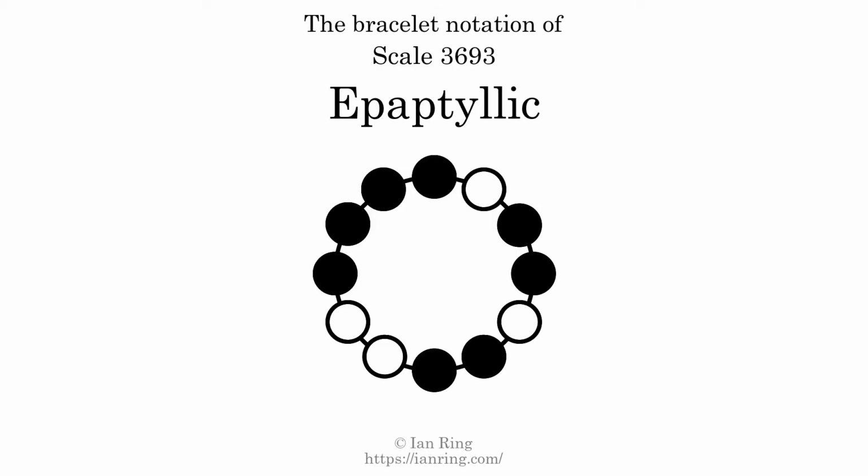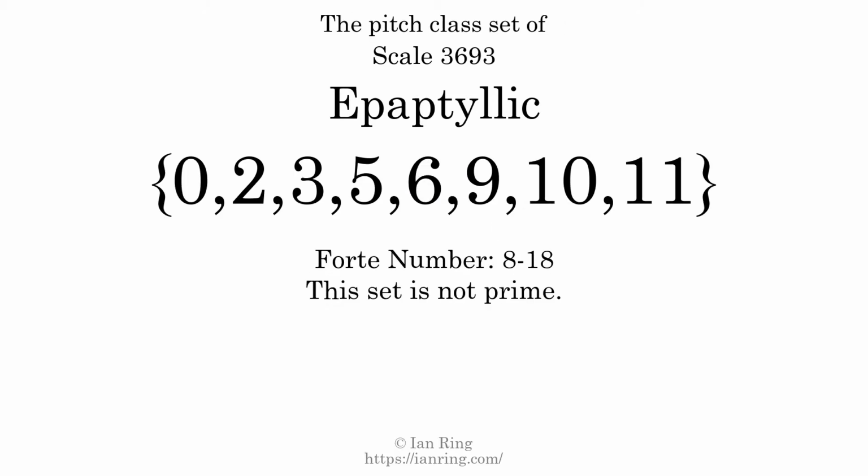This is a bracelet notation diagram of scale 3693. The shaded circles represent tones that appear in the scale, and they are read clockwise, starting at the top. The pitch class set for this scale is 0, 2, 3, 5, 6, 9, 10, 11. The fault class is 8, 18. This set is not prime.